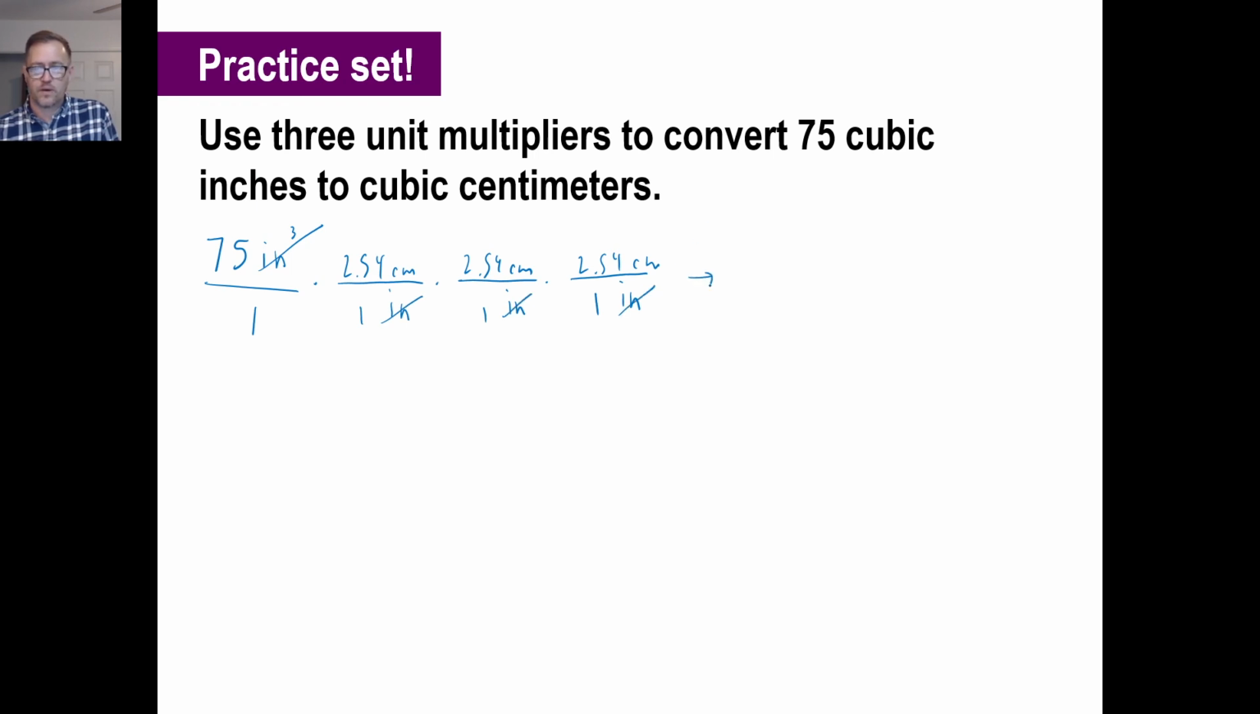Don't even need to worry about the arithmetic. 75, and you can just write 2.54 centimeters, and then 2.54 to the 3rd. And then that'll be cubic centimeters there. Okay, and that is it.